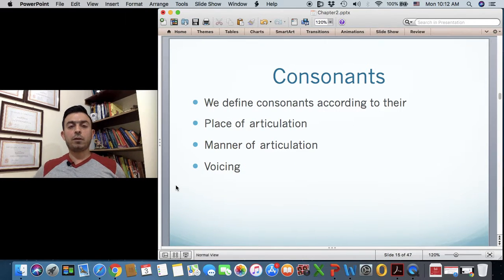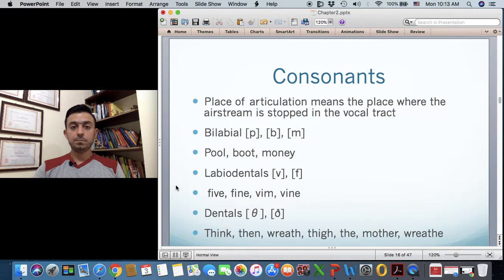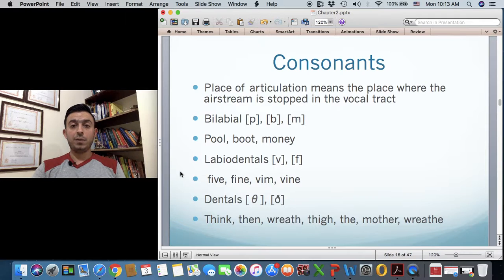Consonants are defined according to their place of articulation, the place where the air is stopped, lips, teeth, nose, anywhere, and the manner of articulation, how the sound is produced, and the voicing, as we said, whether the sound is voiced or voiceless. Now, in terms of the place of articulation, as I said, it means where the airstream is stopped in the vocal tract. For example, we stop it at the lips.